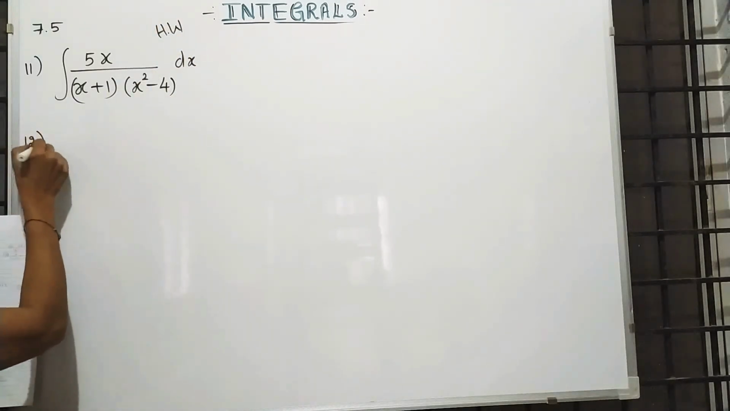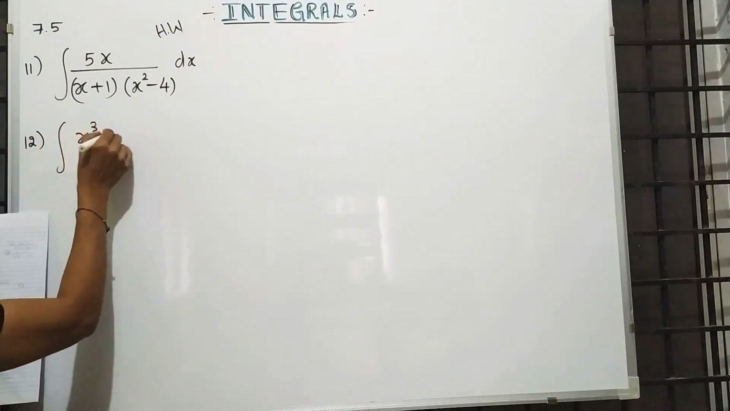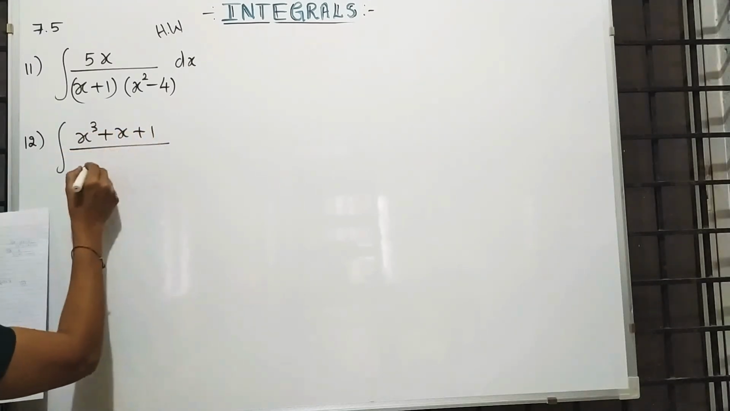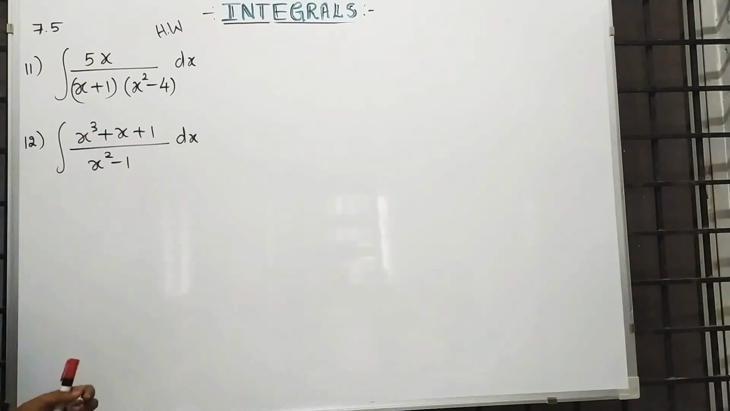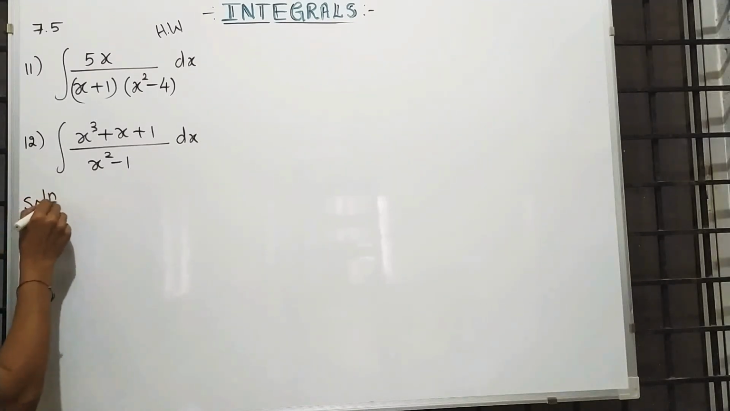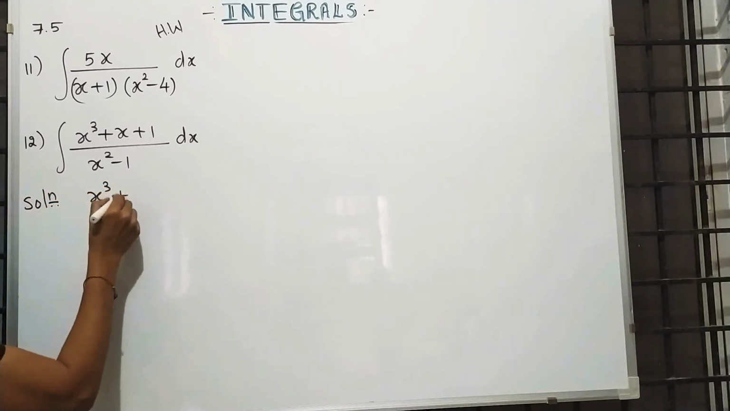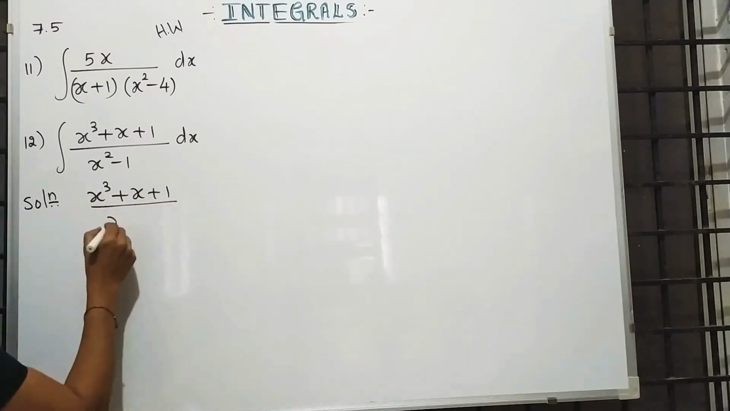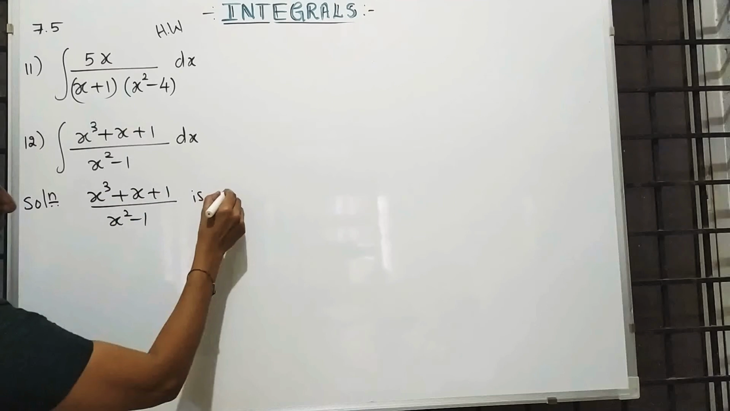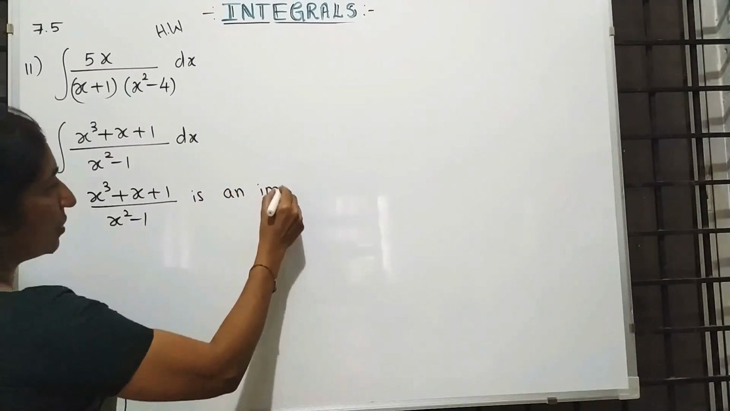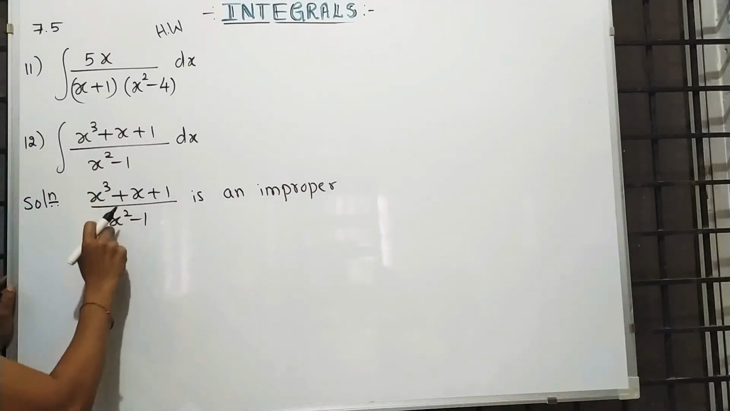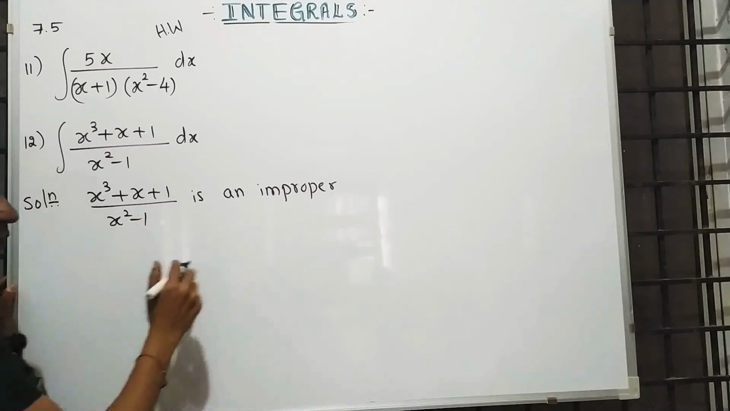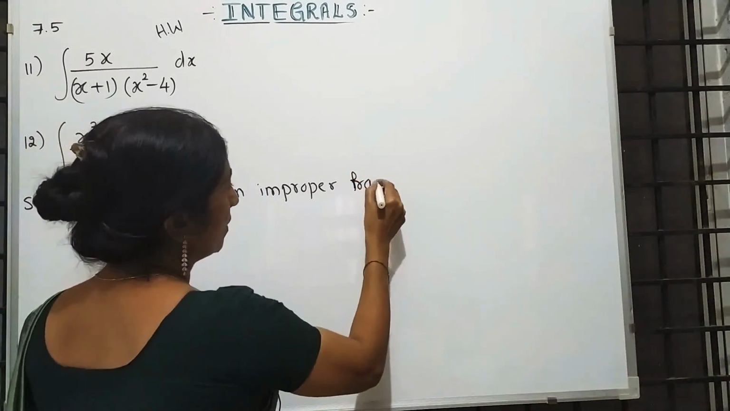Question number 12: integral of x cube plus x plus 1 divided by x square minus 1 into dx. As usual, first we have to identify which type of fraction this is. X cube plus x plus 1 upon x square minus 1 is an improper fraction. Tell me why. The highest power of x in the numerator is 3, in the denominator is 2. The numerator is bigger than the denominator, so it is an improper fraction.